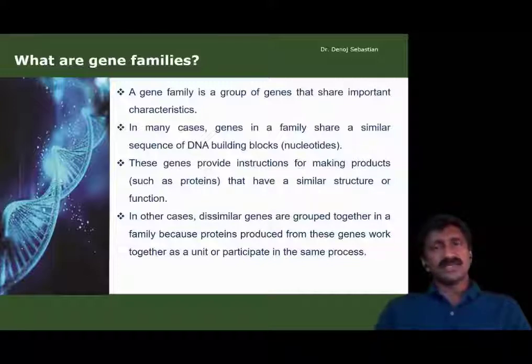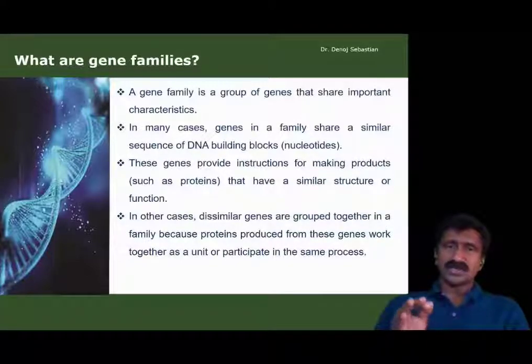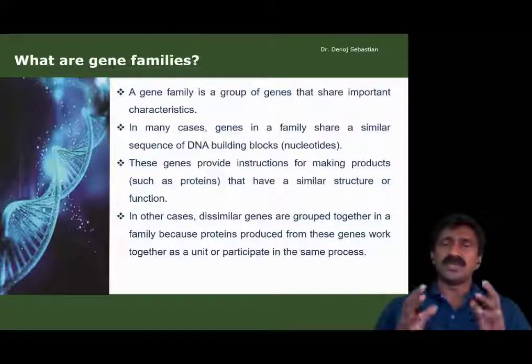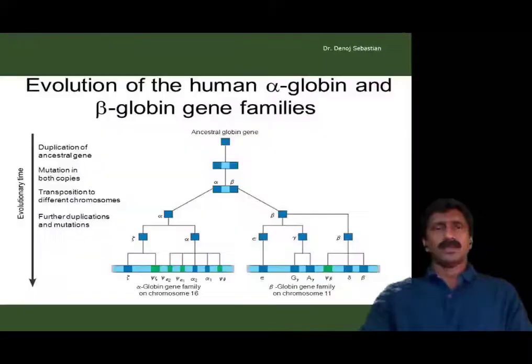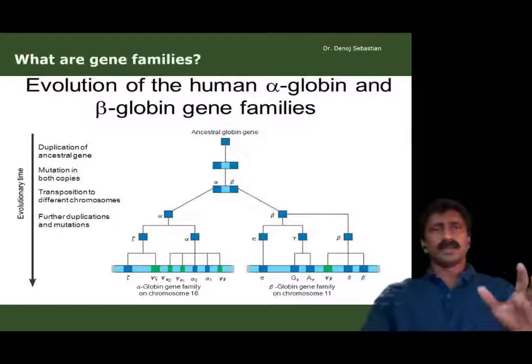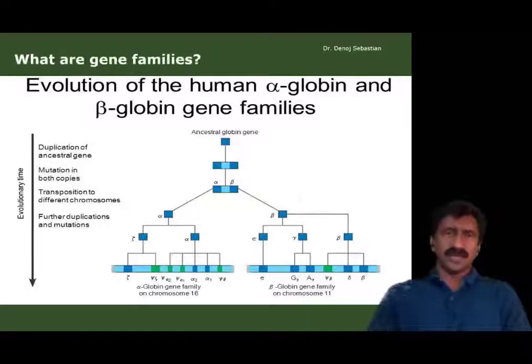In many cases, genes in a family share a similar sequence of DNA building blocks or nucleotides. These genes provide instructions for making products such as proteins that have a similar structural function. In other cases, dissimilar genes are grouped together in a family because proteins produced from these genes work together as a unit or participate in the same process. So this is an example of a gene family.